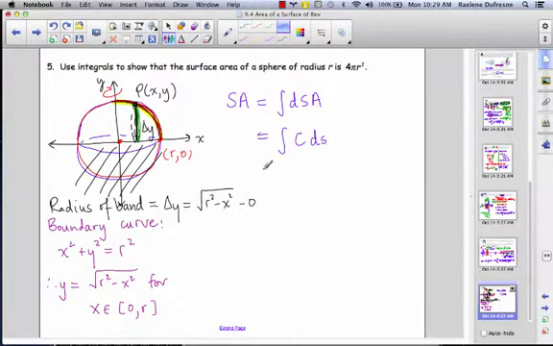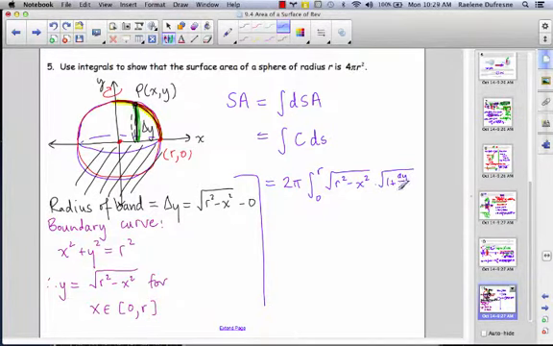And so we can go over here and substitute in. We have 2 pi times the integral from x is 0 to r. We have that the radius is in terms of x, and therefore we need to express ds in terms of x, which is going to be the square root of 1 plus dy by dx all squared times dx. And this is getting a bit messy, so I think I'm going to rewrite this on the next page.